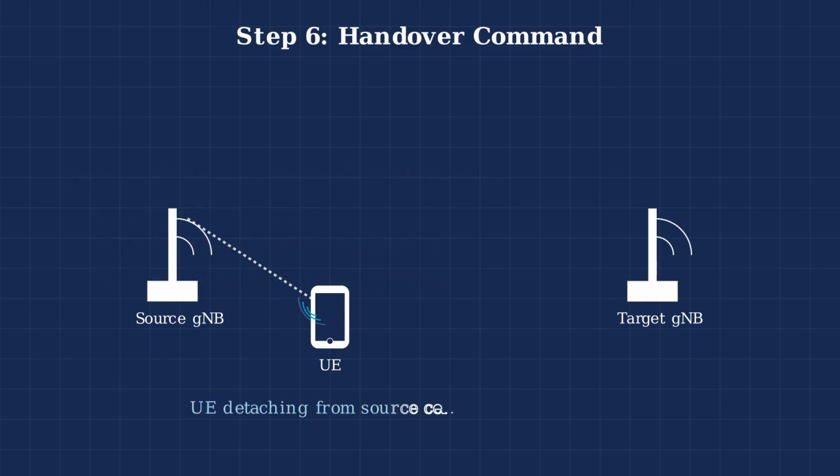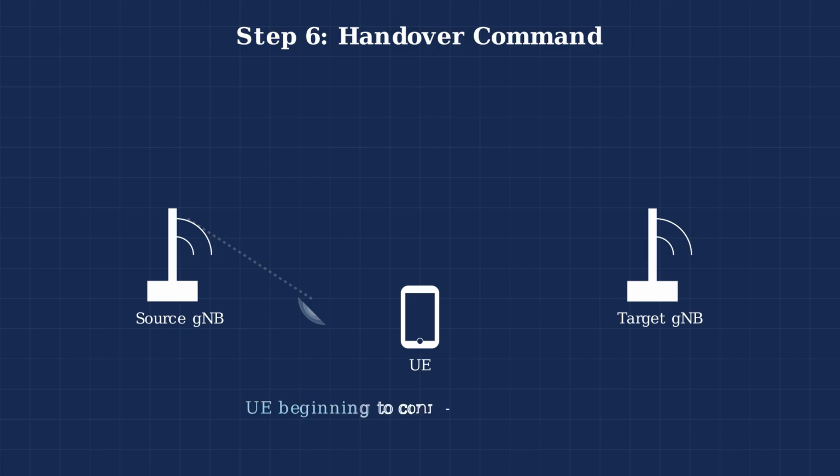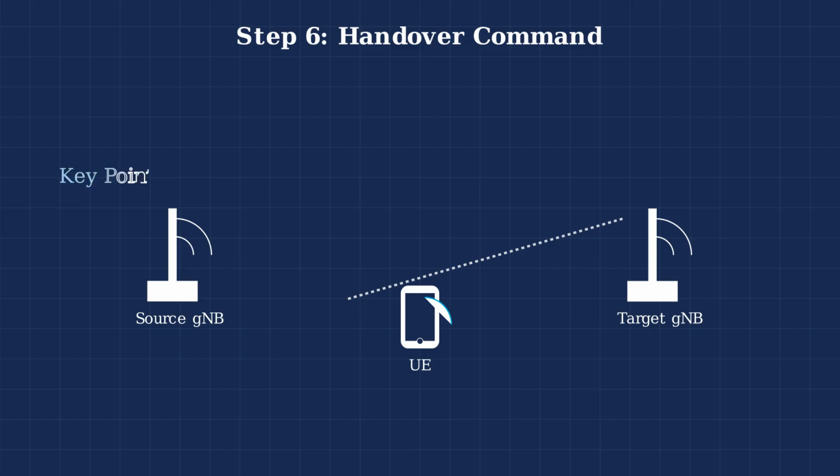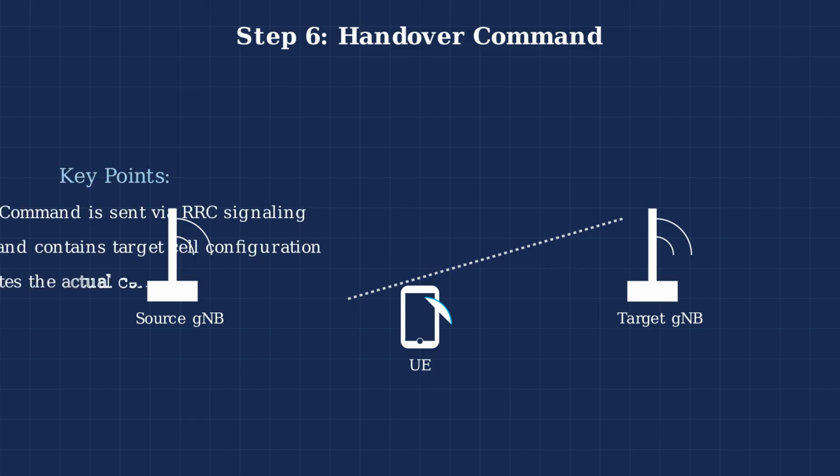Following the command, the UE begins the process of detaching from the source cell. This is a critical moment in the handover procedure. With the configuration parameters received in the handover command, the UE now begins to establish a connection with the target cell. To summarize, the handover command is sent via RRC signaling and contains the target cell configuration. This command initiates the actual cell change for the UE and represents a critical timing point for minimizing service disruption during handover.